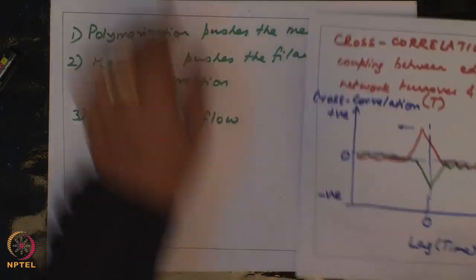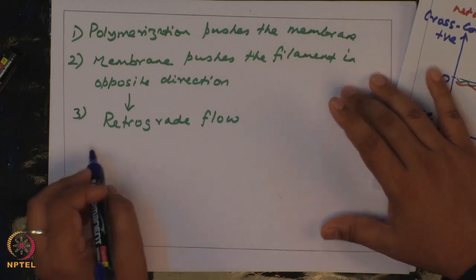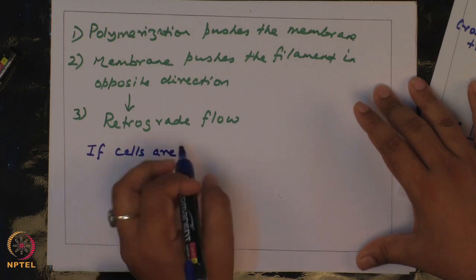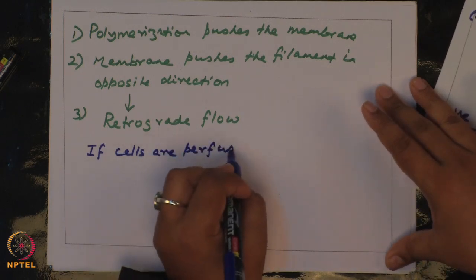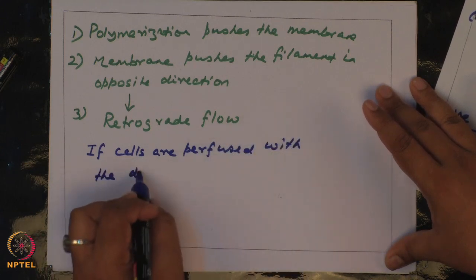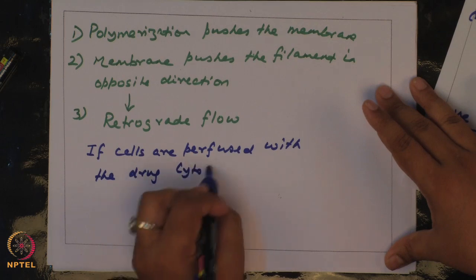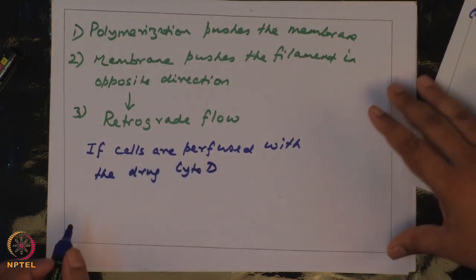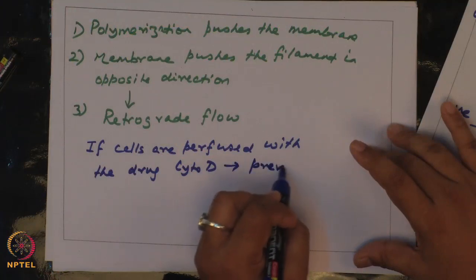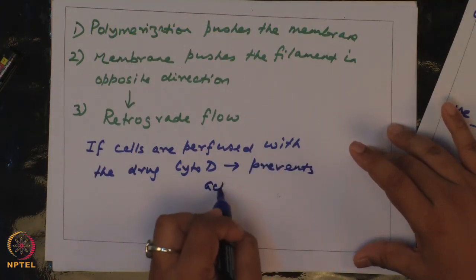Now, what happens to this curve if cells are treated or perfused with the drug cyto-D, cytochalasin D? And what does cytochalasin D do? Cytochalasin D treatment actually inhibits the polymerization of filaments. It prevents actin polymerization.